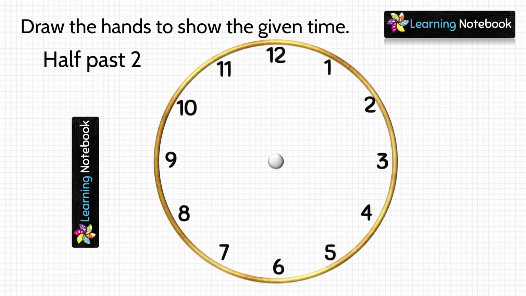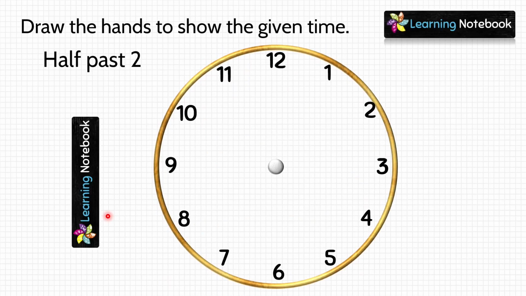Now in the next question, time is given as 2:30. We can also write this time as 2:30. So this means the hour hand is between 2 and 3. So this is our hour hand. Now we have to represent how many minutes? 30 minutes. So minute hand is at 6. So this is how we have drawn the two hands to show the time as 2:30.